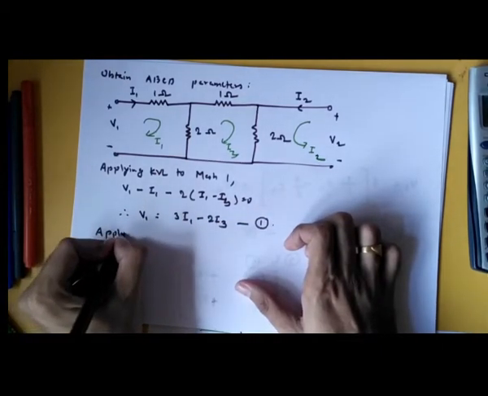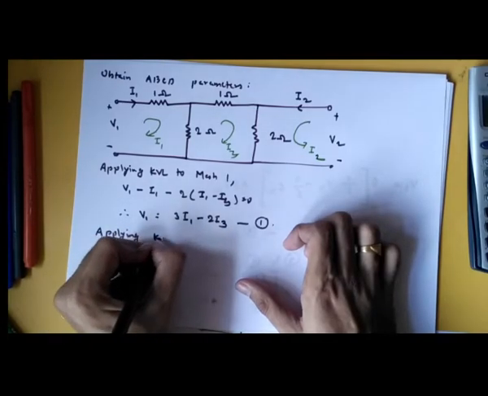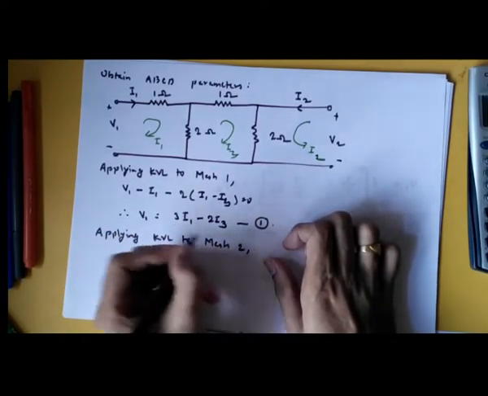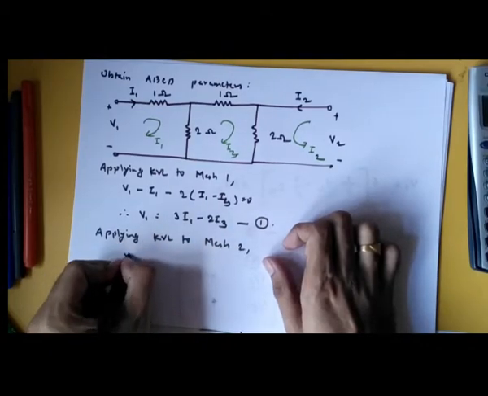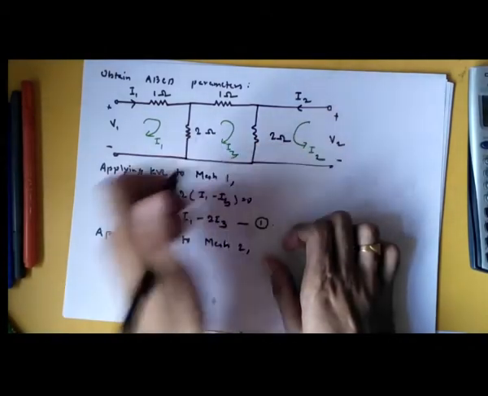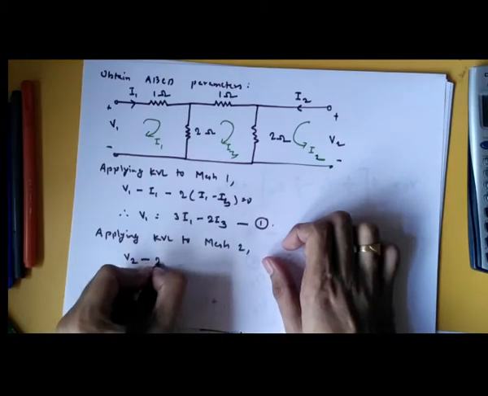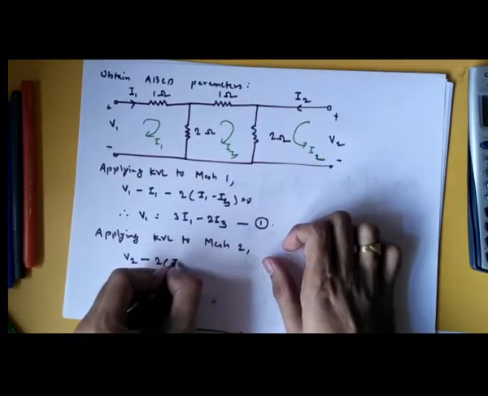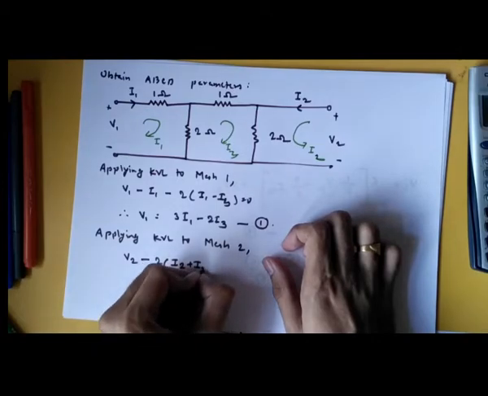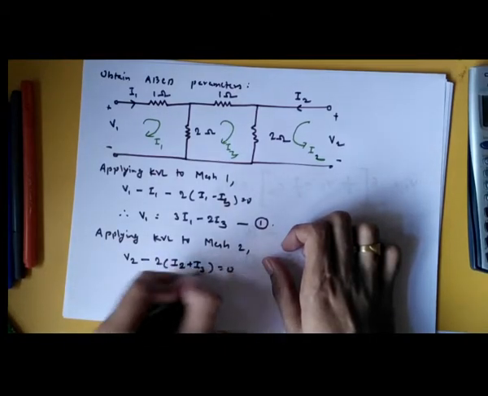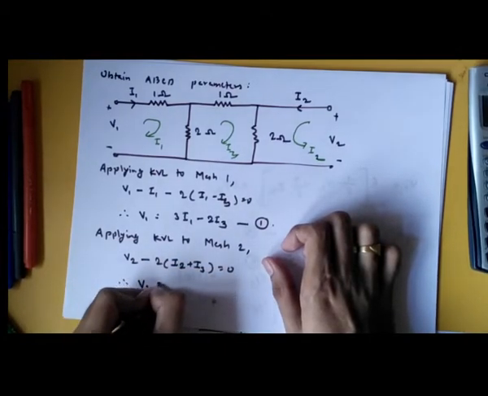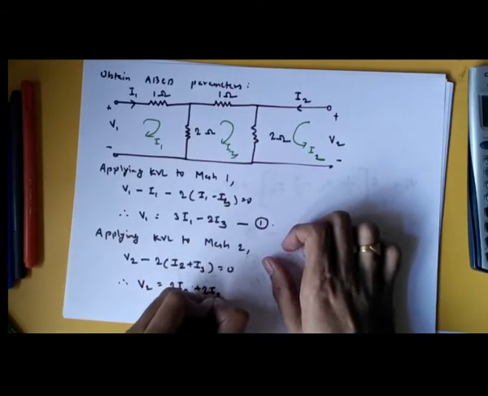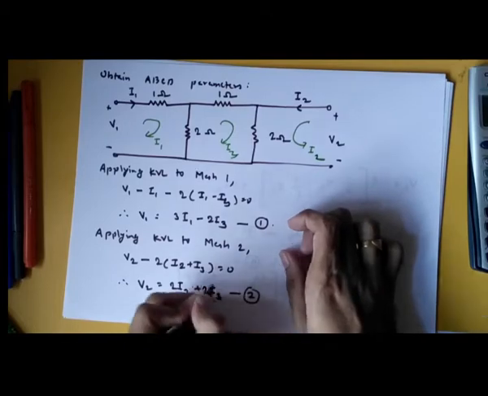So next, applying KVL to mesh 2. So what will you get? So mesh 2 is this. So V2 minus 2 times what will it be? I2 plus I3, both are downwards. So I2 plus I3 equal to 0. So therefore V2 equal to 2I2 plus 2I3. So this is equation 2.